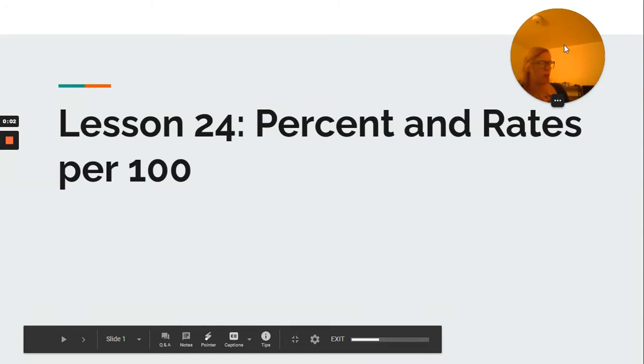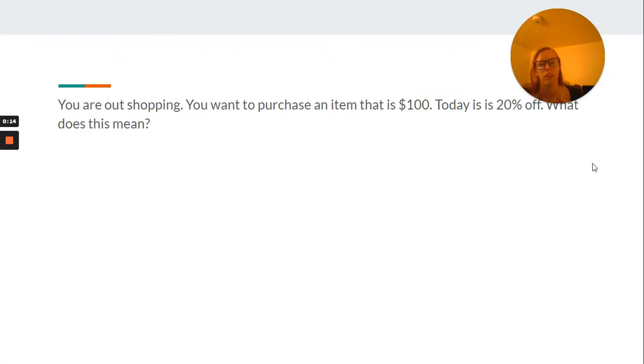Hello, sixth graders. We are moving on to a new part of our unit. We're going to be looking at percents. So first, percent and rates per 100. This is lesson 24.